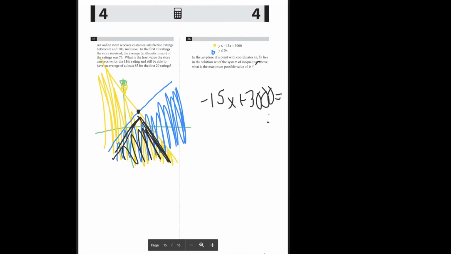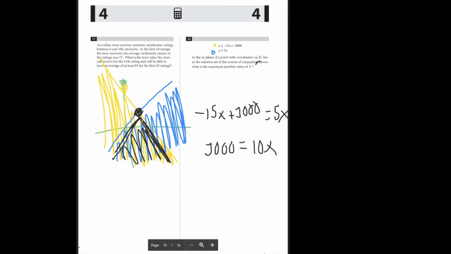I ran out of space, so let me give myself more room to solve it. So negative 15x plus 3,000 has to be equal to 5x in order for this solution to reach its maximum possible value, which is over there. And then of course you just move variables around and solve. This becomes 3,000 and then 10x.